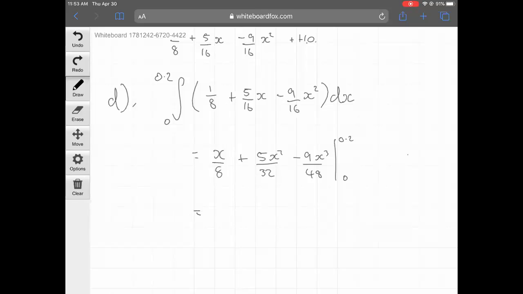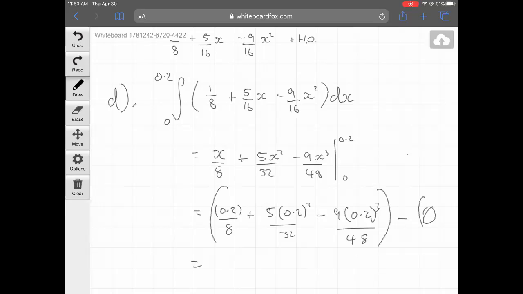And what do you get? So we plug in 0.2. Yeah, so you'll have 0.2 over 8 plus 5 times 0.2 squared over 32. Subtract 0. So you should get 0.0298.